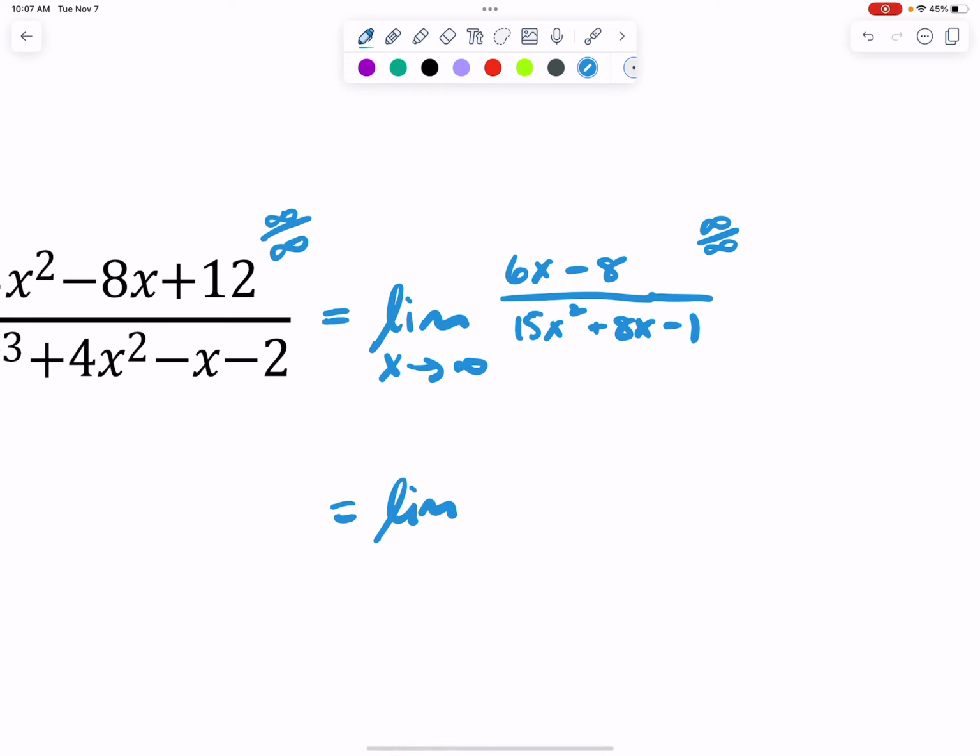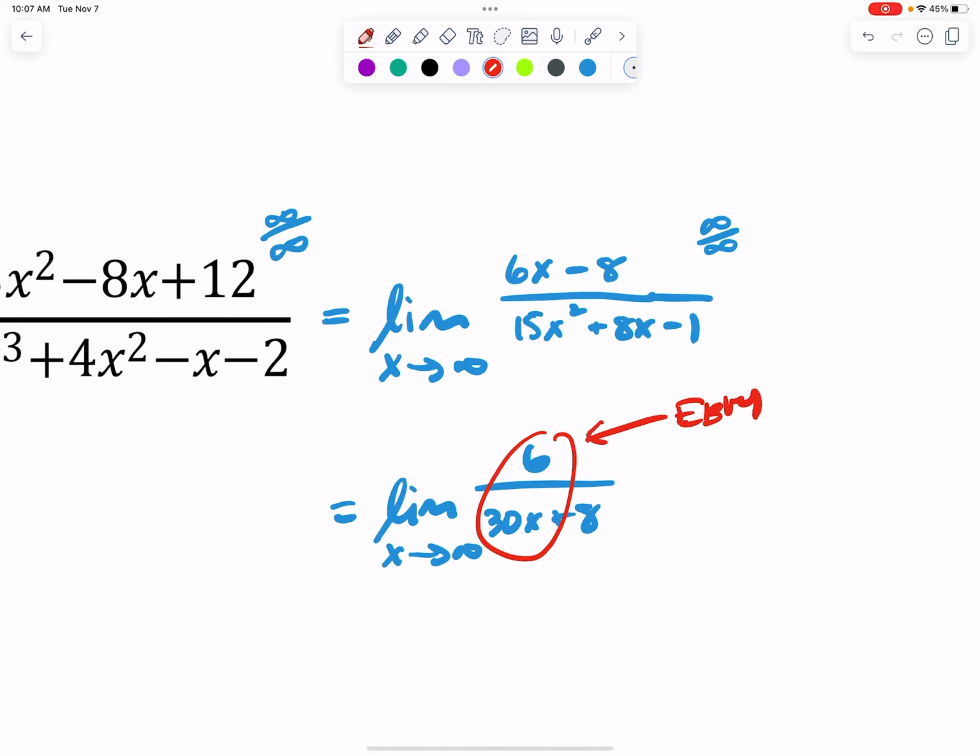So then applying L'Hopital again, you would get 6 over 30x plus 8. And then at this point, you would need to think end behavior model to reference, right? Or just like that entire function, that's just 1 over x, right, transformed. So as x approaches infinity, that would approach 0.